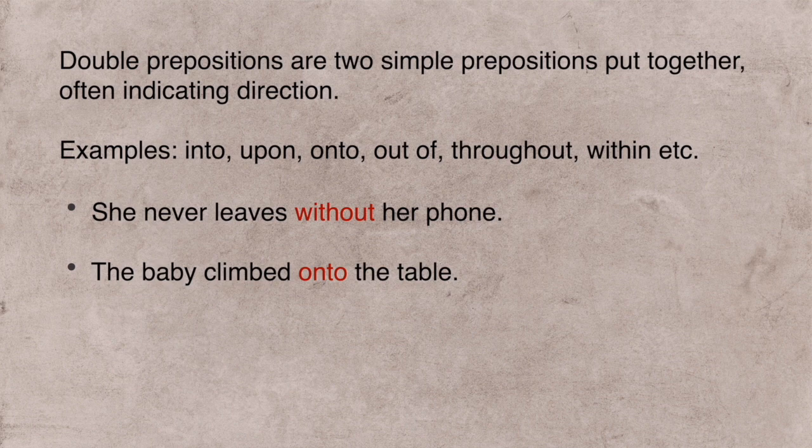And how are they constructed? In without, you have two prepositions, with and out, placed side by side. And in the next one, you have onto. Again, you have two single prepositions, on and to, put together.